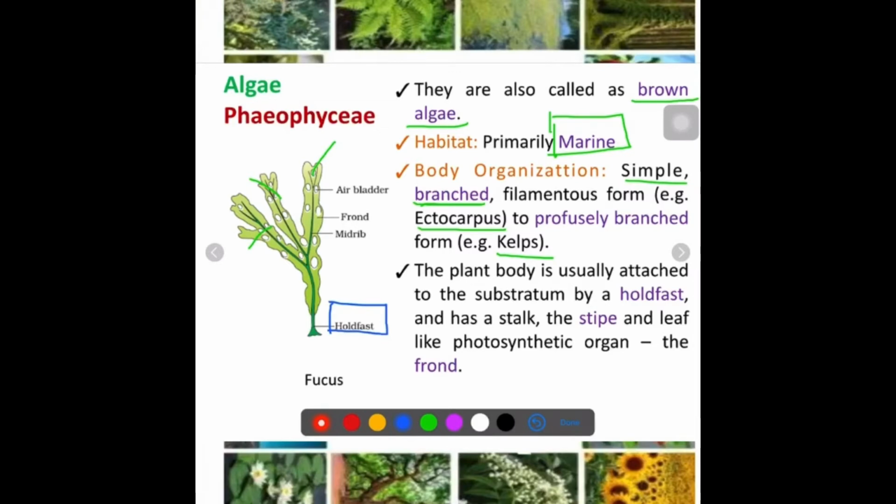Second one, it's called a stipe. And the third one is called a frond. This is the third part, frond. This is the second part, a stipe. Clear? Three parts are observed.